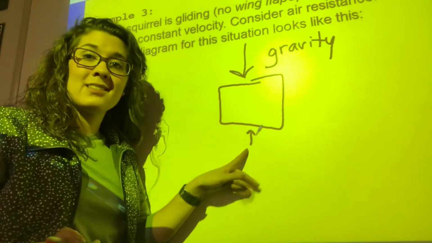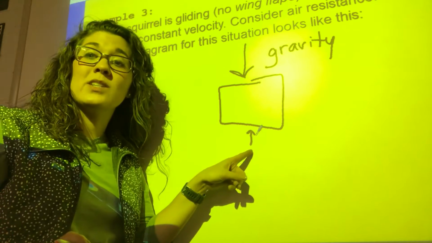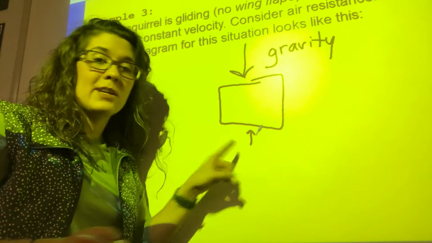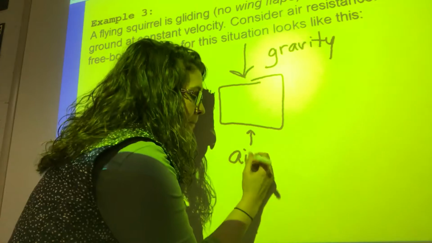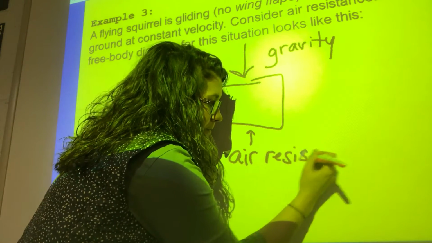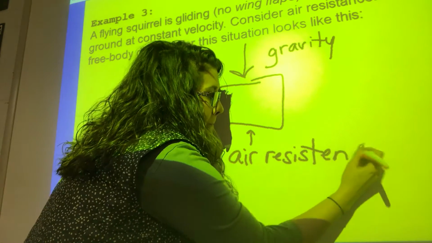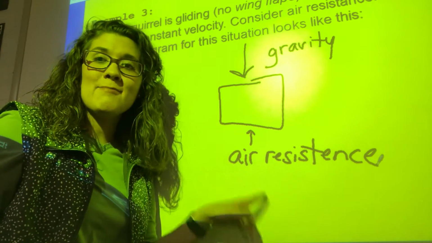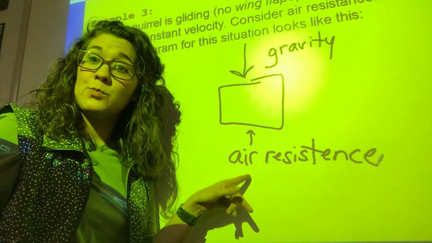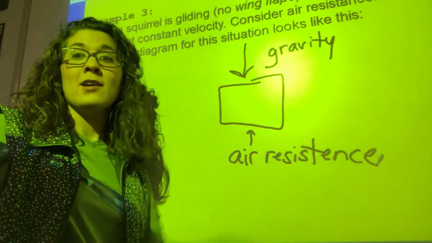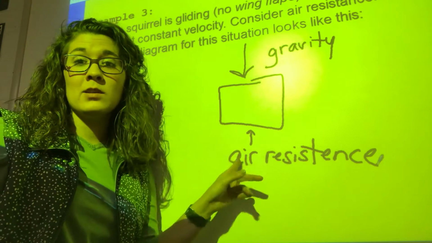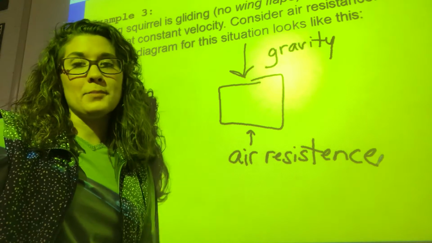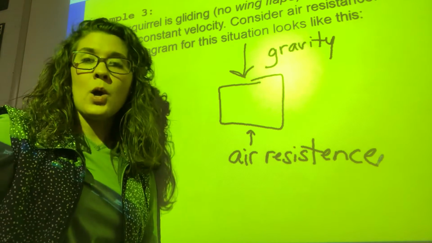Okay, but it's still falling towards the ground, so we know this one is smaller. So this right here is air resistance. Now, the squirrel is still falling towards the ground, but it's falling slower than it was before. This is how parachutes work. Gravity still pulls people to the ground, but air resistance slows them down a little bit. Okay, so hopefully this makes sense.